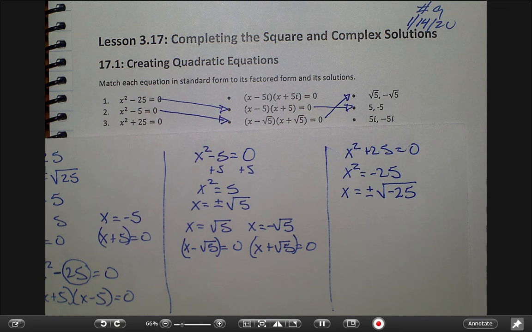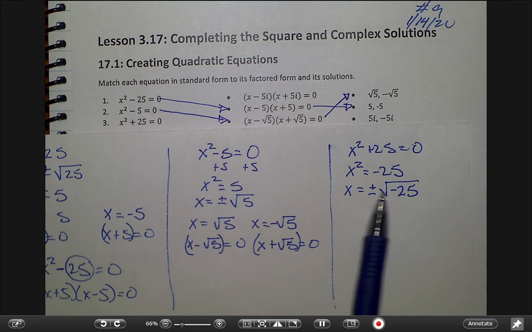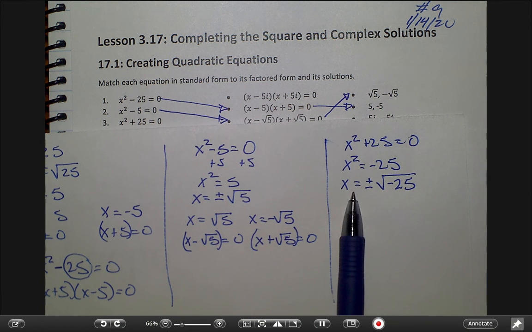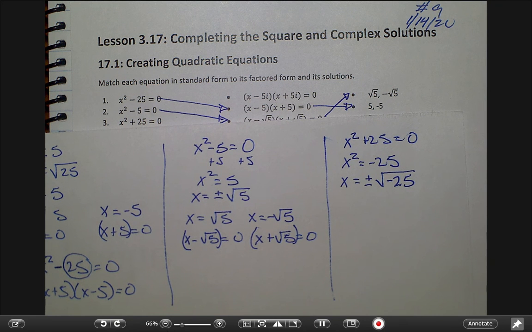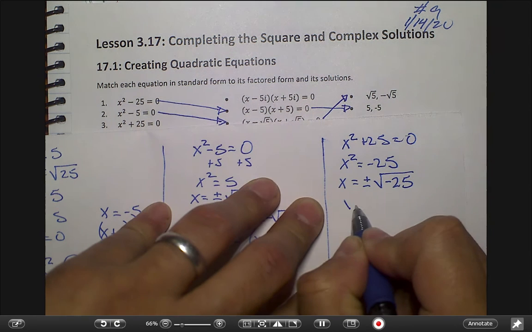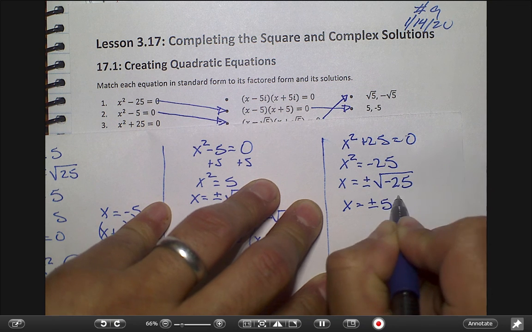Now, can I have a negative inside a radical? No, you can't. What does that give me? 5i. Yes, 5i. Whenever I have a radical and I have a negative inside like this, it's going to give me an i value. The i will come out, but then the square root of 25 just gave me 5. So this is going to be x equals plus or minus 5i.